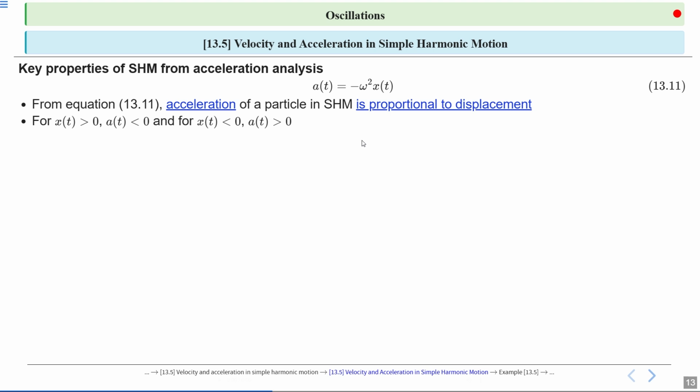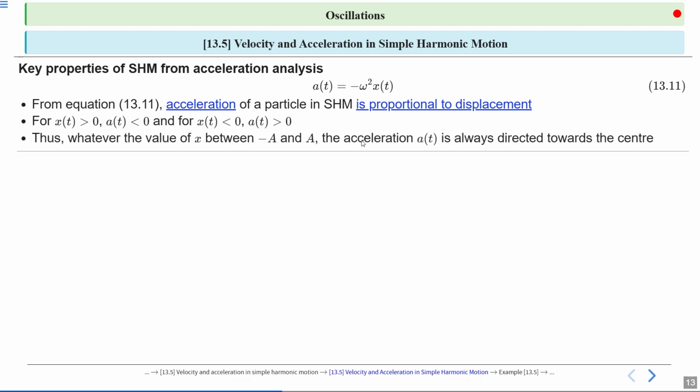So for x of t greater than 0, a of t is less than 0, and for x of t less than 0, a of t is greater than 0. So the acceleration points to the right. This always pulls the particle back toward the center, no matter which side it's on. Thus, whatever the value of x between minus A and A, the acceleration a of t is always directed towards the center. This is what keeps the motion oscillating around the equilibrium position.